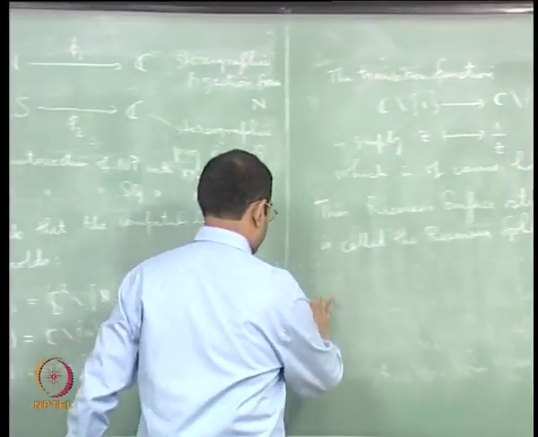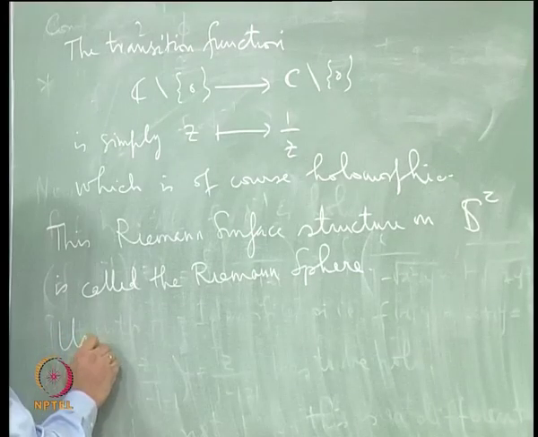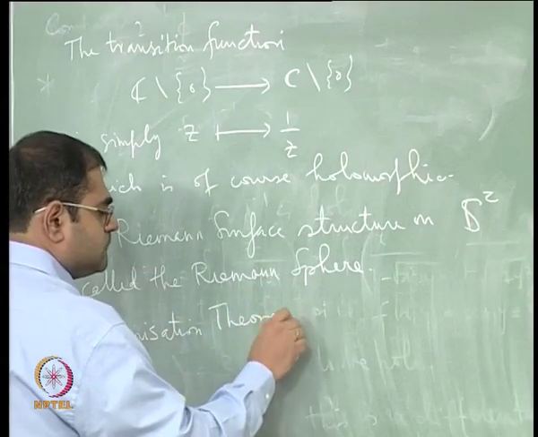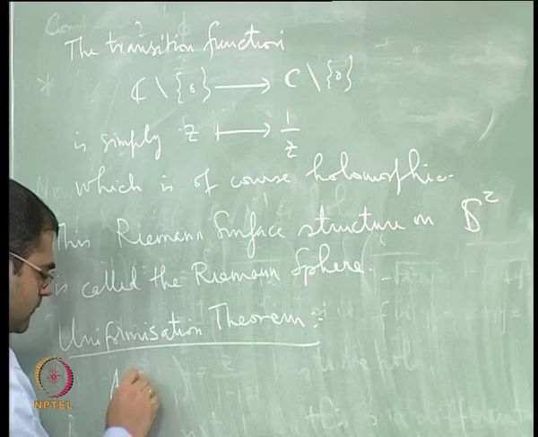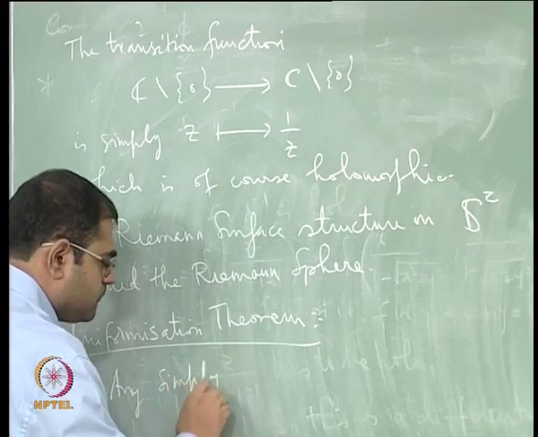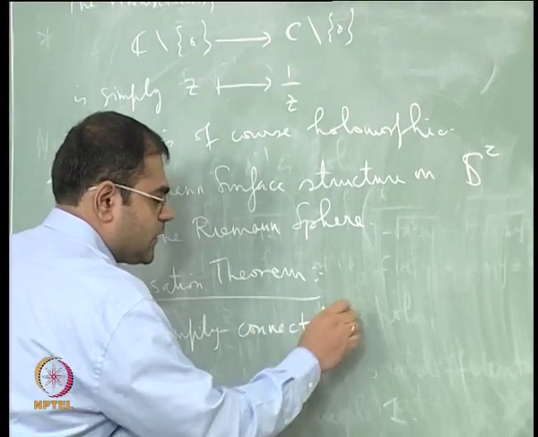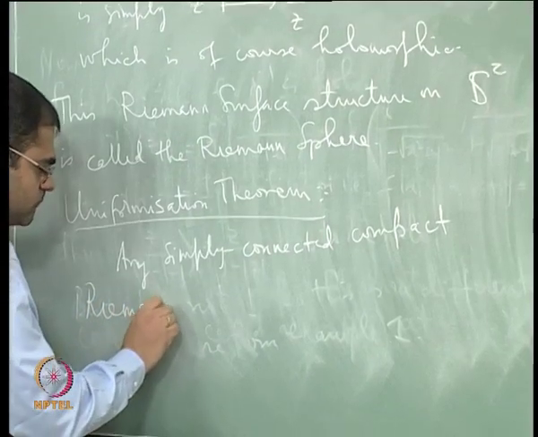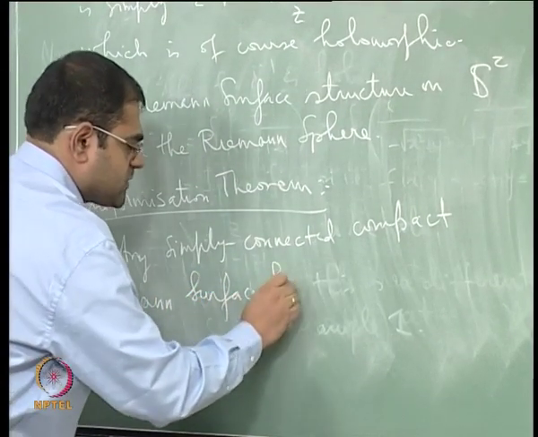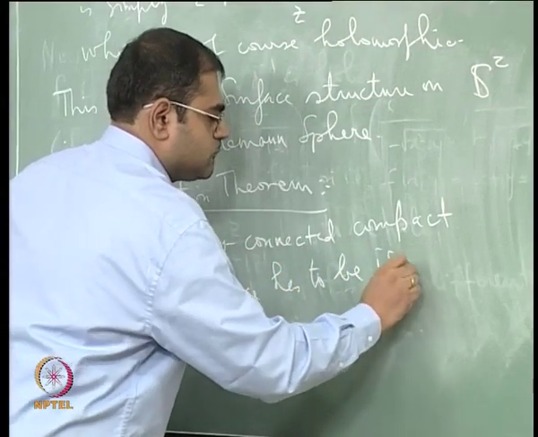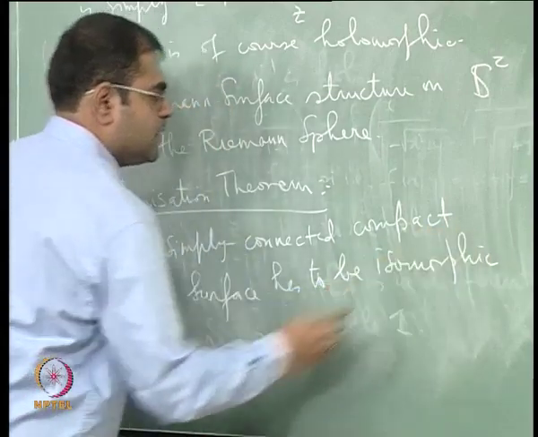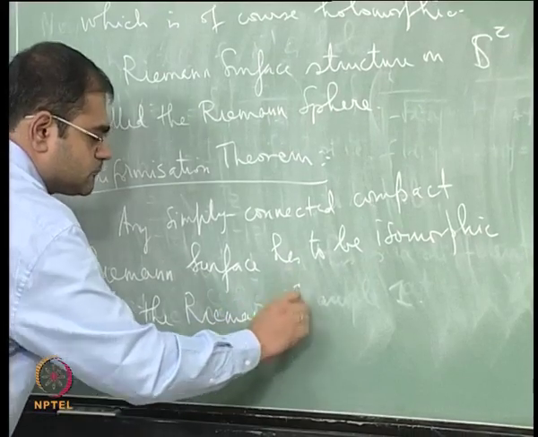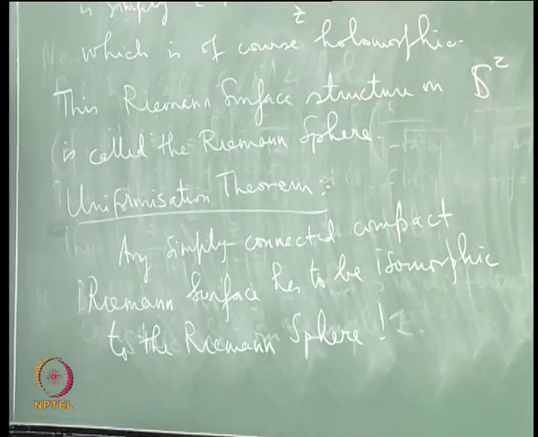So let me state this uniformization theorem. Any simply connected compact Riemann surface has to be isomorphic to the Riemann sphere. So it is a beautiful theorem.